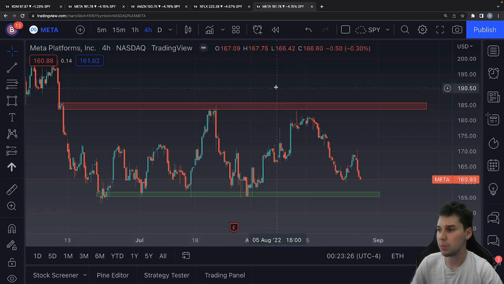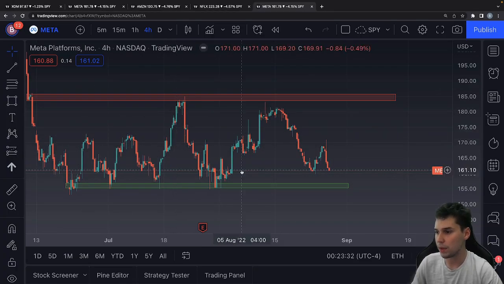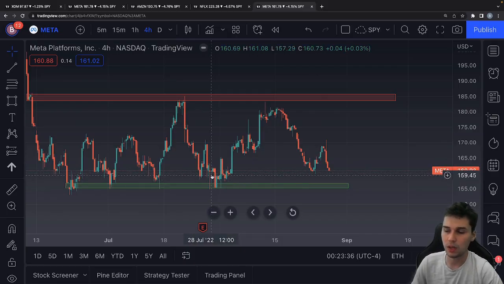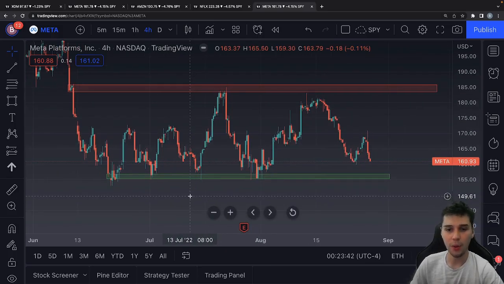and probably, in my opinion, even stronger than this demand zone. Even though this demand zone is strong and is bouncing off of it, this sort of consolidation here shows that it might be sort of beginning to weaken. And we're going to talk about that in a second. But I want to show you now how I would actually trade this.